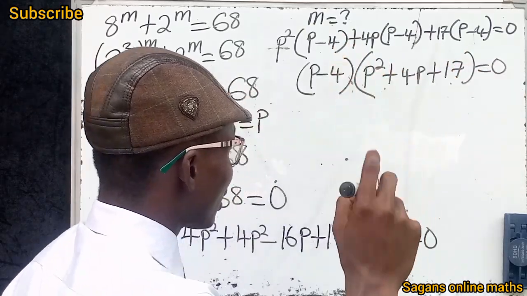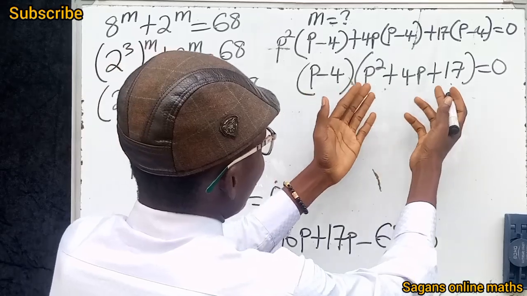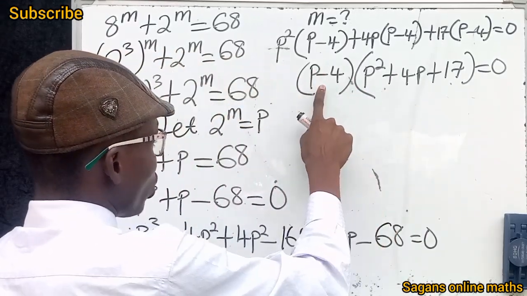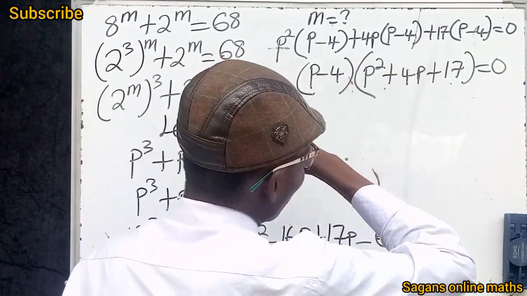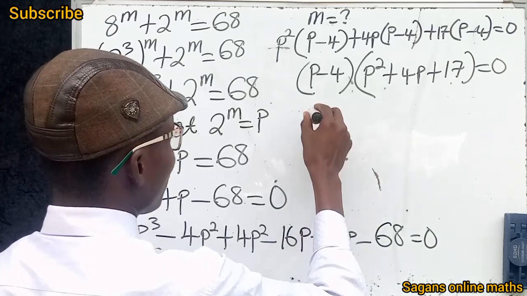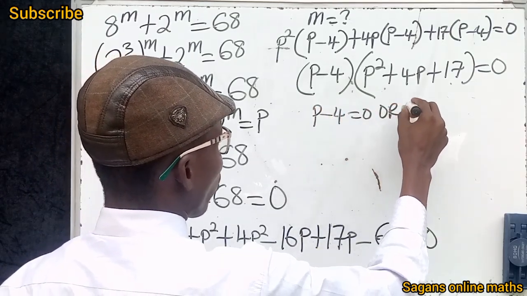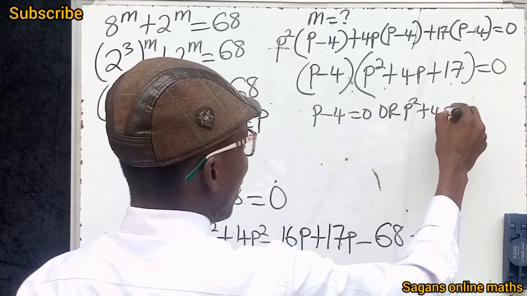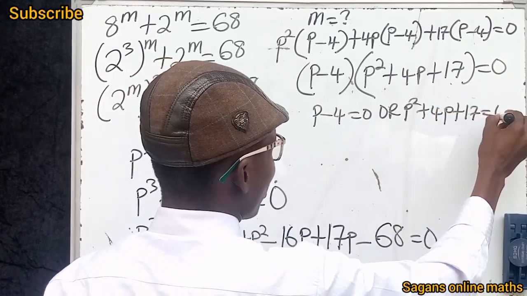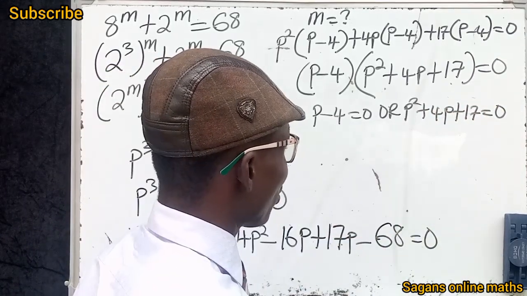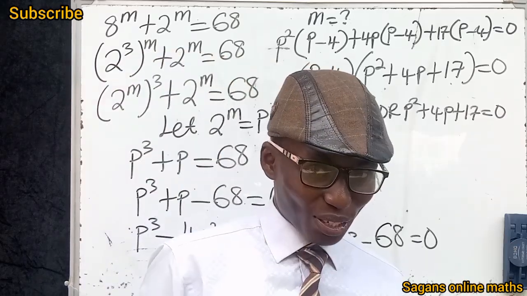All this equals 0. Note that when the product of two terms is equal to 0, it means that either this is equal to 0 or this is equal to 0, or both of them are equal to 0. That means p minus 4 is equal to 0, or p squared plus 4p plus 17 is equal to 0. This is a quadratic equation, and this is a linear equation.